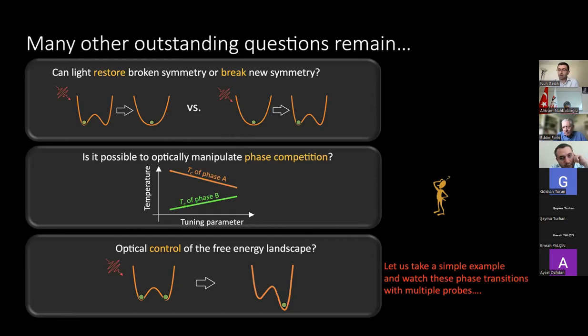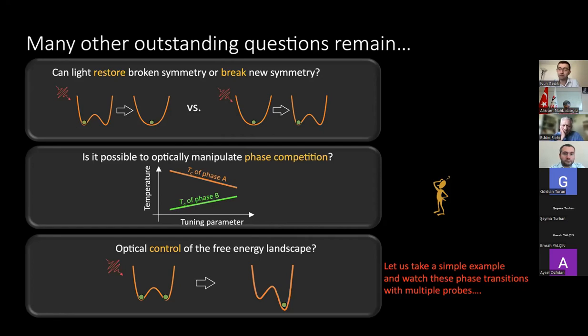But the way to go about this is, I would like to start with the simplest possible material that I can think of so that I don't complicate things. I just focus on a light-induced phase transition rather than the complexities of the material. So for this talk, this simple example material is going to be a charge density wave.